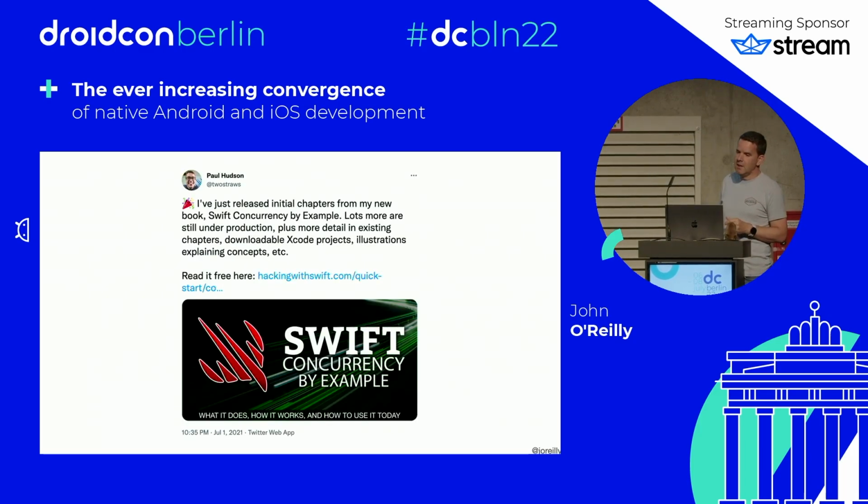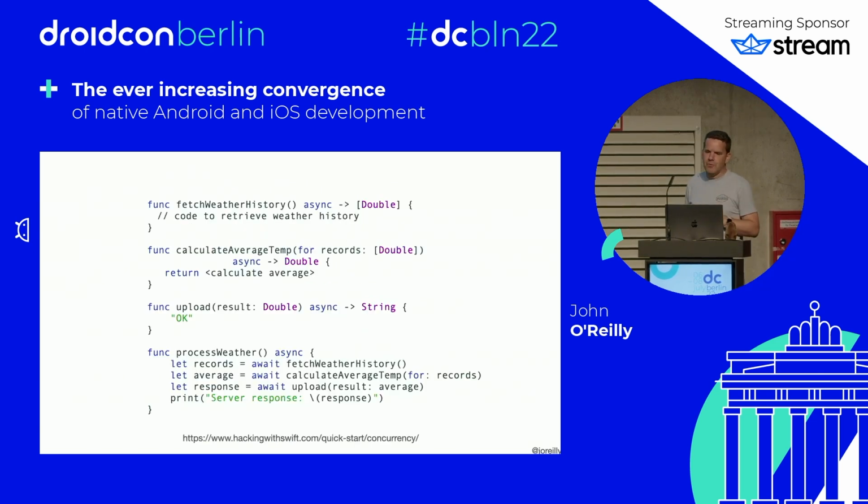So firstly, let's look at executing async functions sequentially, using a slightly adapted version of an example from Paul Hudson's excellent series of articles on Swift concurrency. Here we have three async functions: fetch weather history, calculate average temp, and upload, which we're invoking sequentially from process weather, which itself is an async function. Some of these functions would, for example, make a remote API request and have to wait for the response.